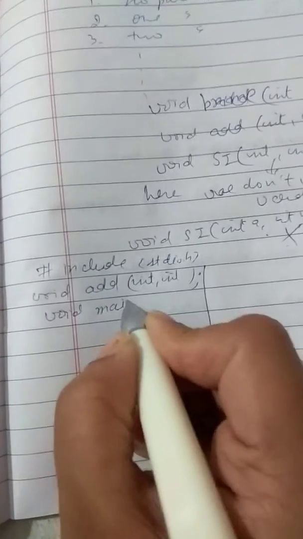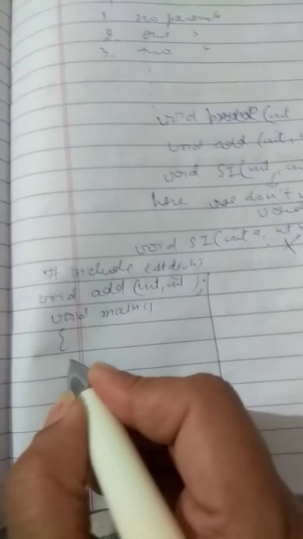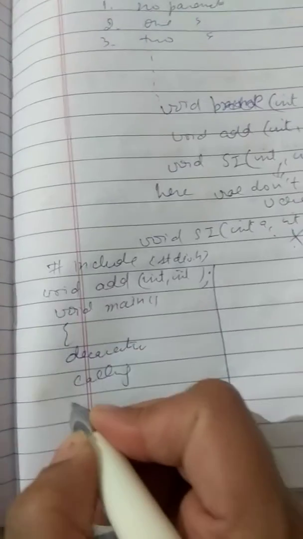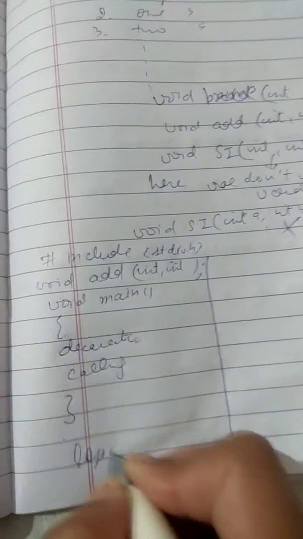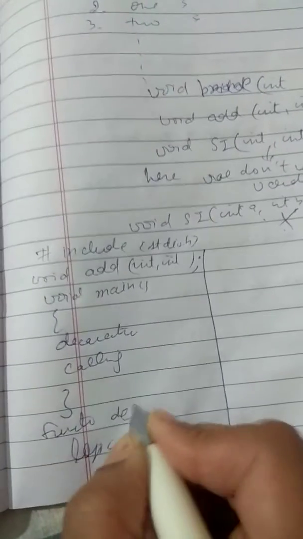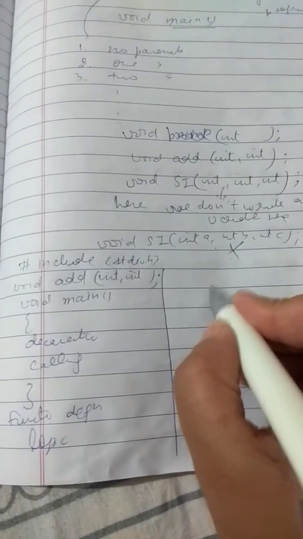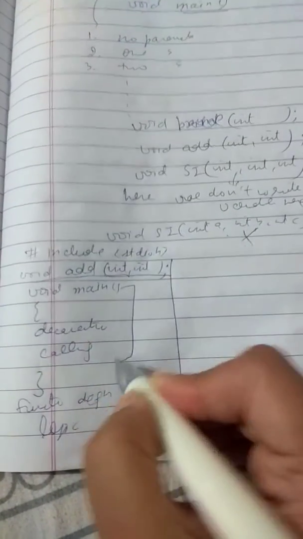Void main. When we use this kind of classification, parameter passing with no return value, you will have the declaration section and the calling. Only two parts will be there, nothing else. And here you will write function definition, there you will write the logic. In function definition we'll write the logic. So till here you understood these two lines. Now I am working on this part.